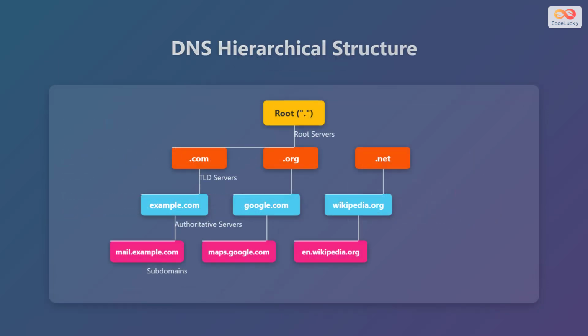The DNS is organized in a hierarchical structure, much like an upside-down tree. At the very top, we have the root domain represented by a single dot. Below the root are the top-level domains or TLDs, such as .com, .org, and .net. Next come the second-level domains like example.com or google.com. And finally, we can have subdomains such as mail.example.com. This hierarchical structure allows for efficient and scalable management of domain names across the entire Internet.